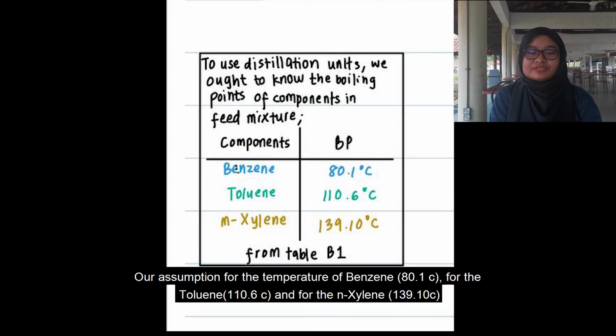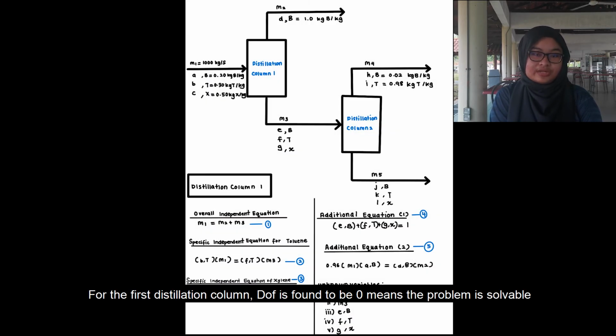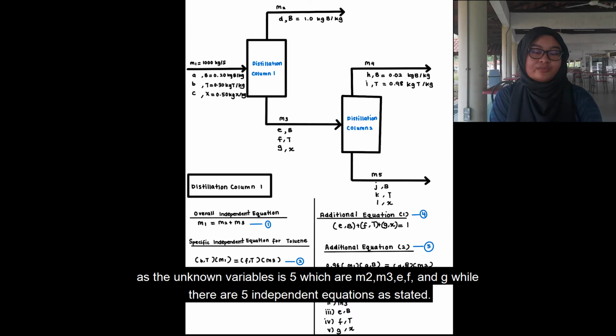Our assumption for the boiling temperature of benzene is 80.1 degrees Celsius, for toluene is 110.6 degrees Celsius, and for xylene is 139.10 degrees Celsius. For the first distillation column, the DOF is found to be 0, which means the problem is solvable, as the unknown variables are 5, which are M2, M3, E, F and G, while there are 5 independent equations as stated.